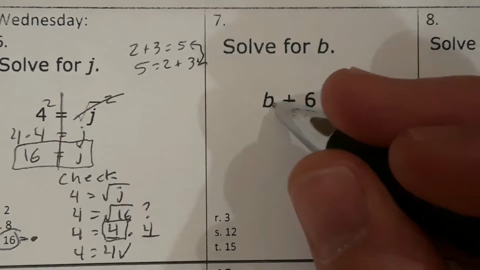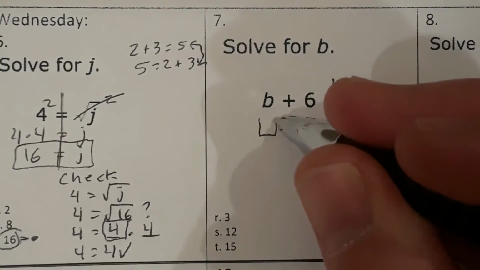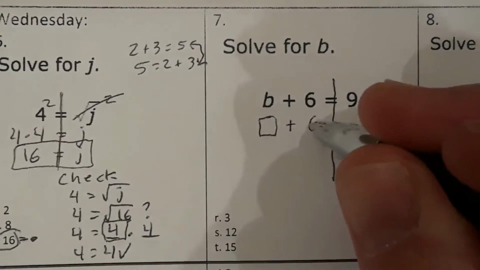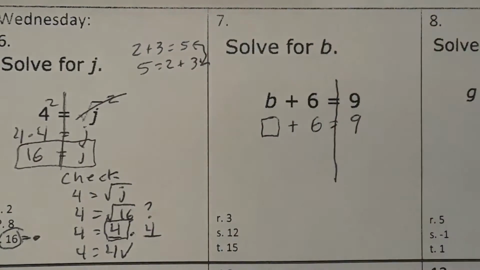Now remember, don't complicate this. The letter of the alphabet represents something we don't know. Plus 6 is going to give you 9. Now you can tell by looking at it, it probably should be 3. But show the work, show your steps, and absolutely you must take the check.